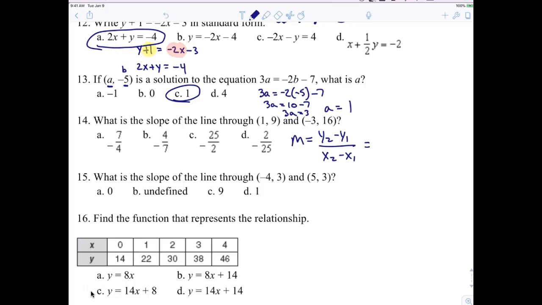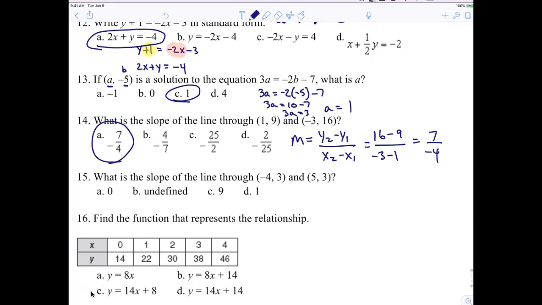Now, most of the time, the numbers here are small, so you really shouldn't need your calculator that much either. All right, so here we go. Y2, 16 minus 9 over -3 minus 1. 16 minus 9 is what? -3 minus 1. So my answer has to be what? Has to be A. Any questions?